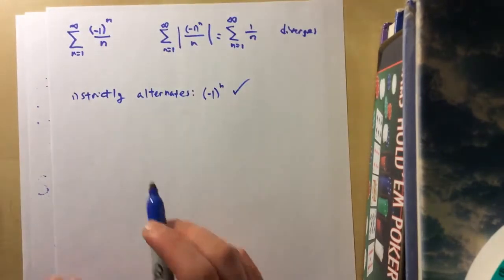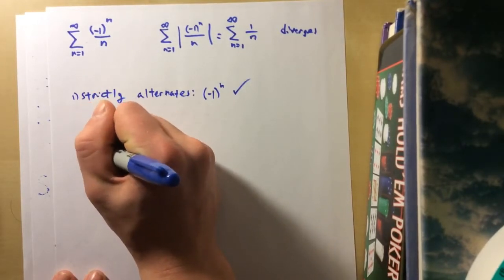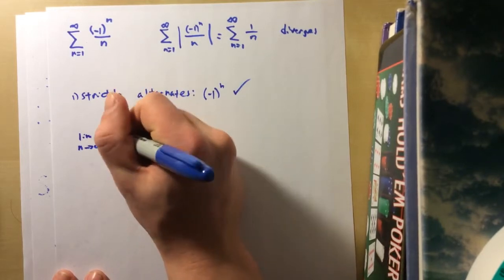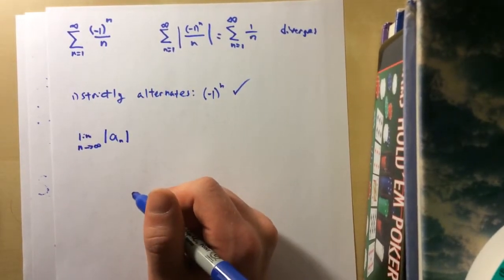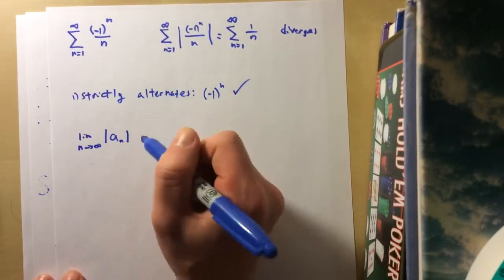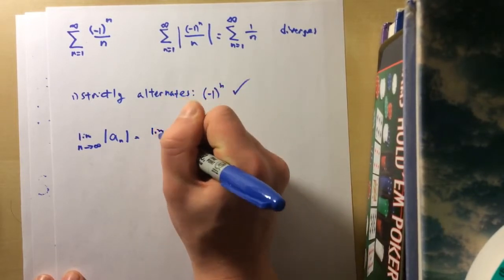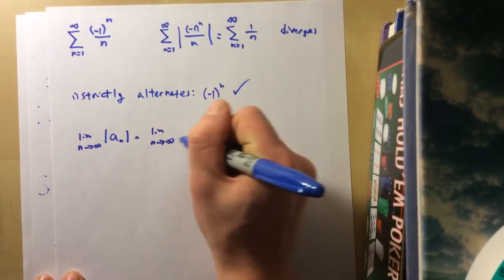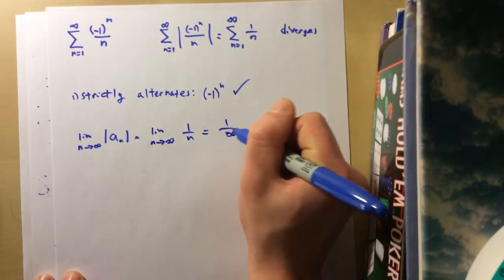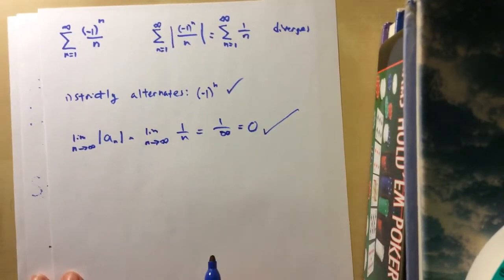And then our second rule is the limit as n approaches infinity of a sub n needs to equal 0. And we're actually looking at the absolute value whenever we're doing conditional convergence. Well, that's just the limit as n approaches infinity of 1 over n, which equals 1 over infinity, which is 0. So yes, that passes.